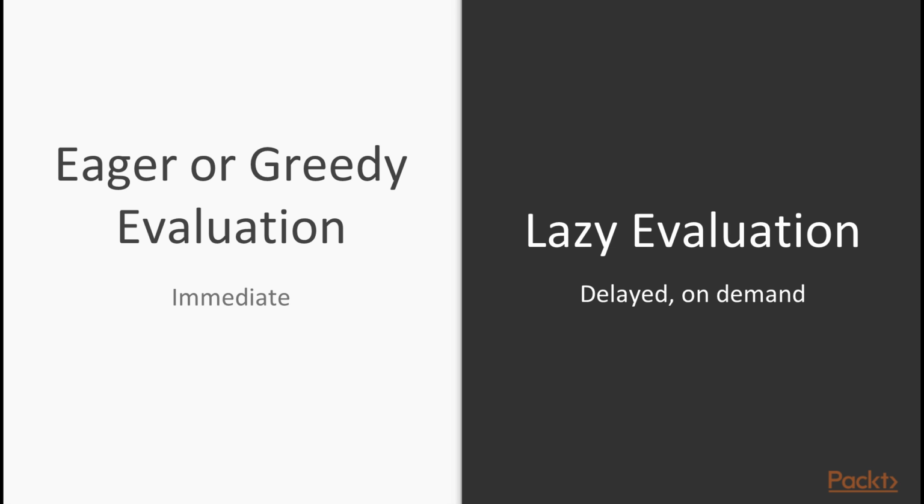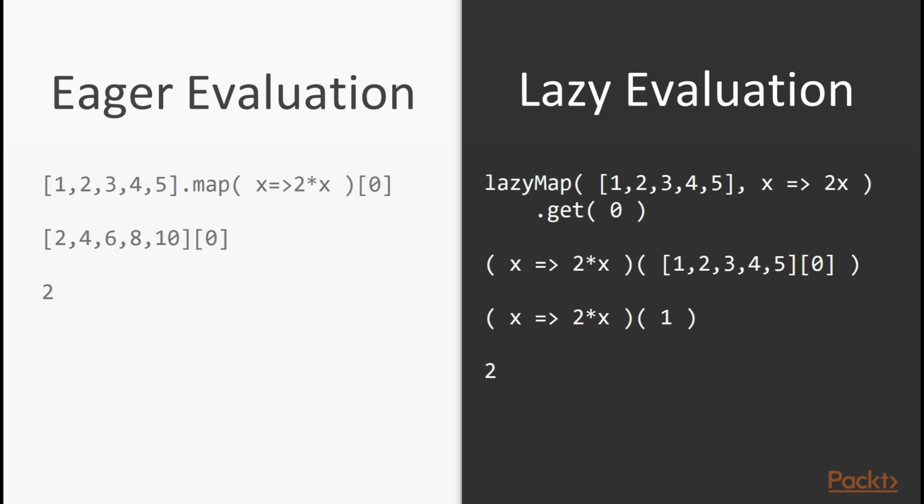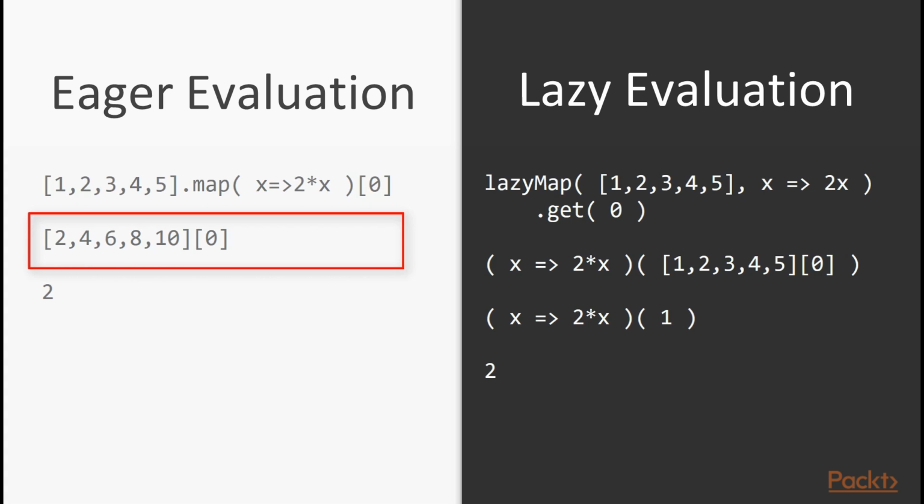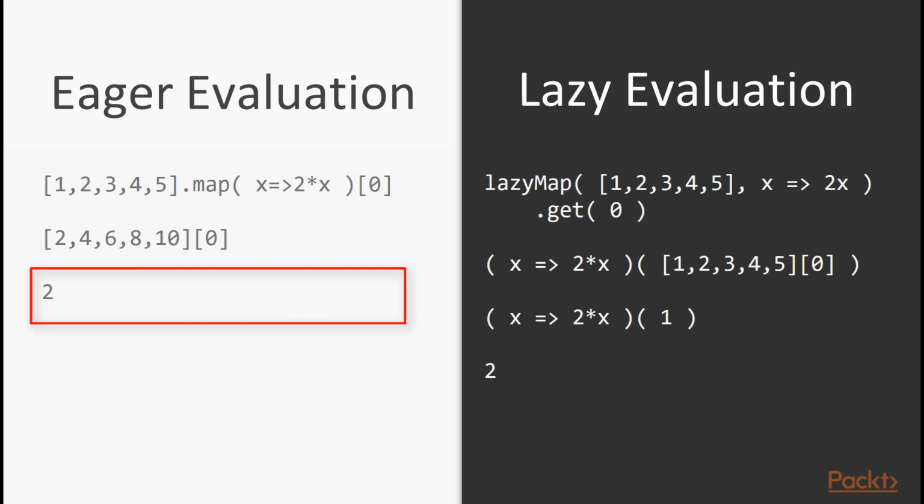Let's compare and contrast the two approaches with an example mapping an array. In the first version, we became greedy and we use eager evaluation to double each element of an array. Note that at the end of the expression, we only retrieve the element at index 0. Eager evaluation evaluates the whole array right away, applying the x_2x function on all 5 elements of the array. Once the array is computed, we access the first element and retrieve the value 2.